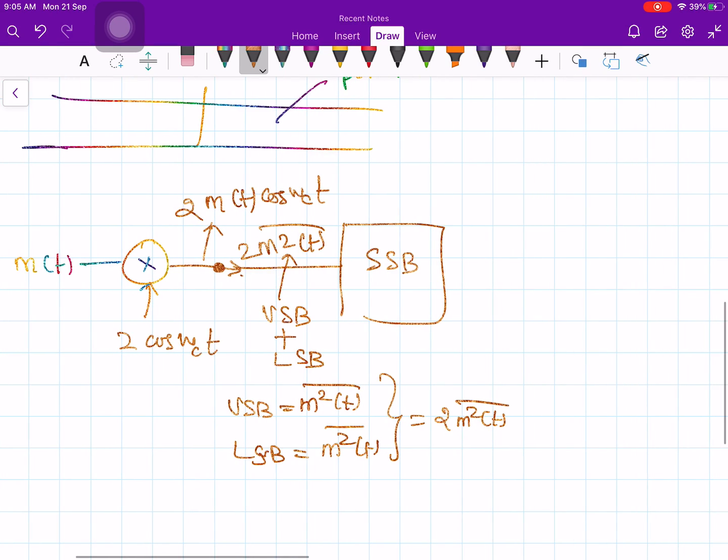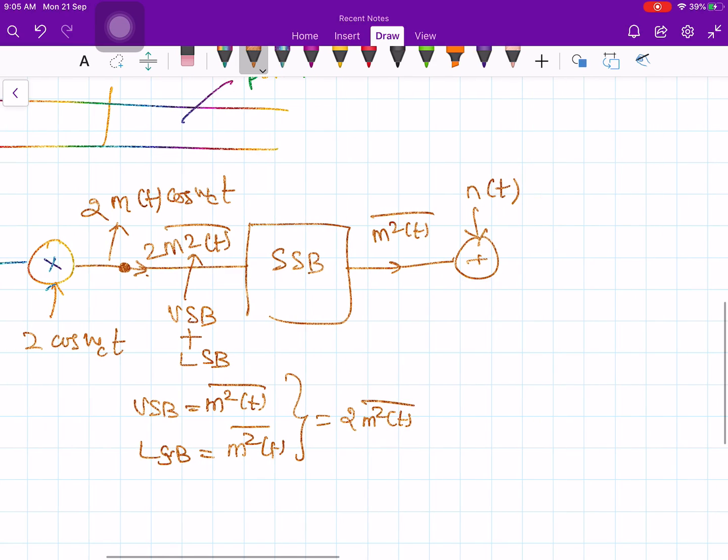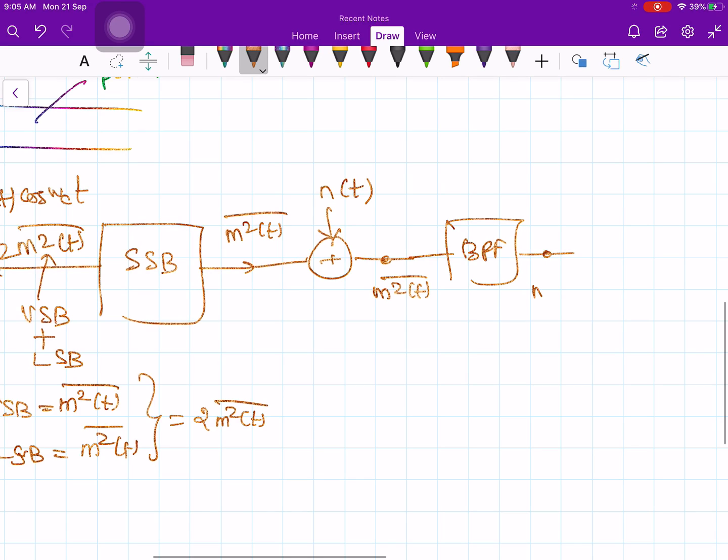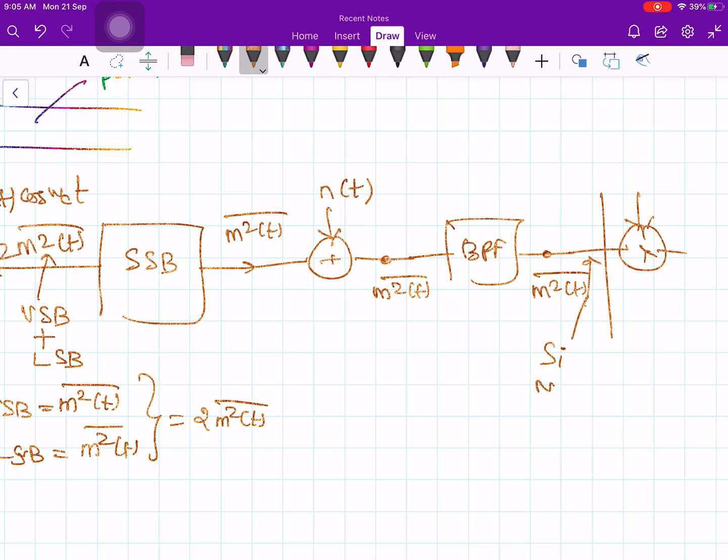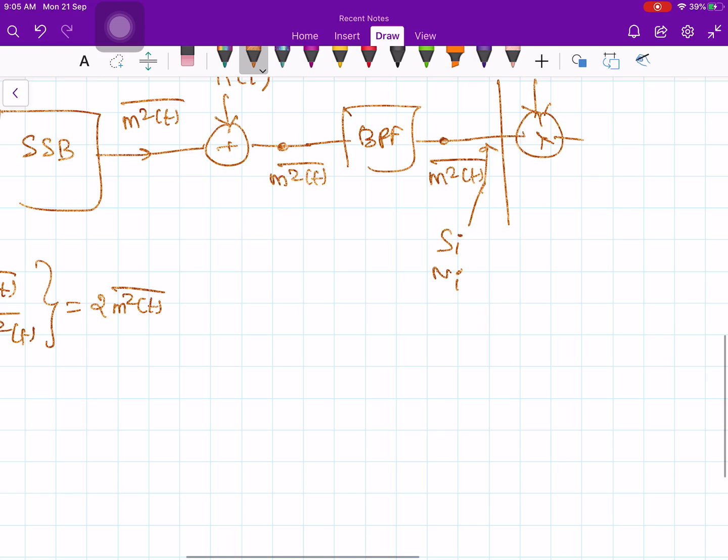Therefore the output of the SSB will be the same m square bar of t power, and in this, noise is getting added, okay, white Gaussian noise. So at this point also the power will not be changed, m square of t, and then you are passing it to an ideal band pass filter at the frequency. Therefore at this point also the power is m square bar of t, power will not change. And again you are giving it to the product modulator, and this point is the input noise power and the input signal power. Therefore input signal power is equal to m square of t bar.